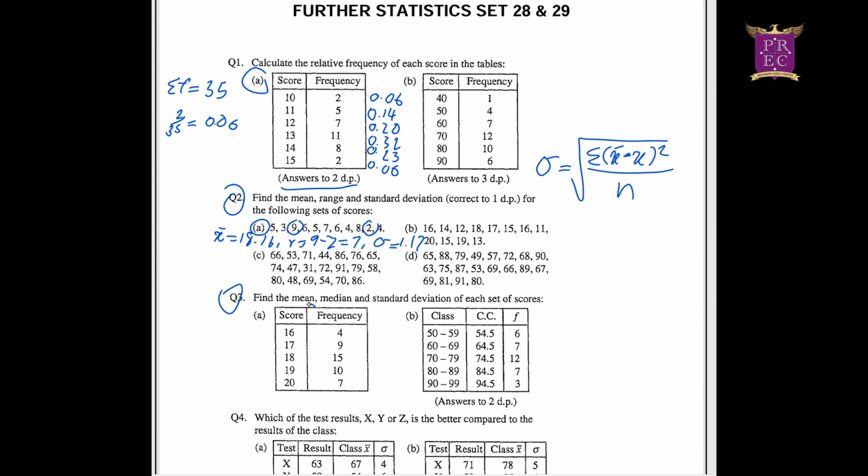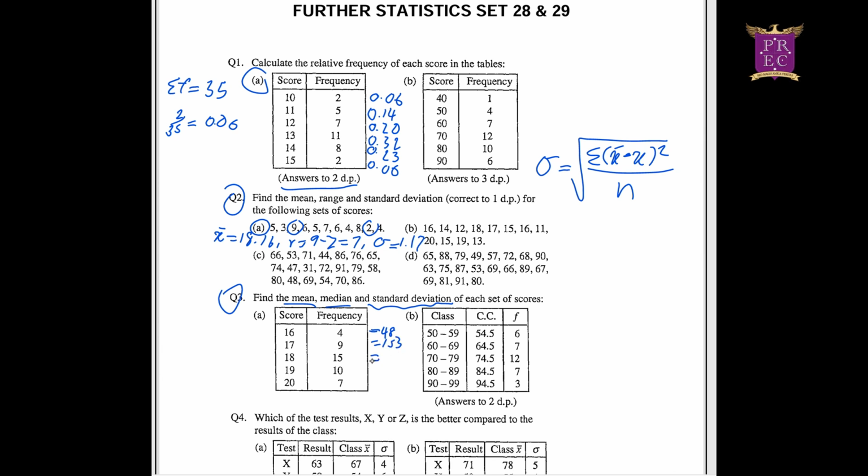I'll just do the mean and median and give you the standard deviation because it just takes a while. Alright. To find the mean, what we need to do is to do 16 times 4 and then add all the numbers up. 17 times 9 gives us 270? No, 153.